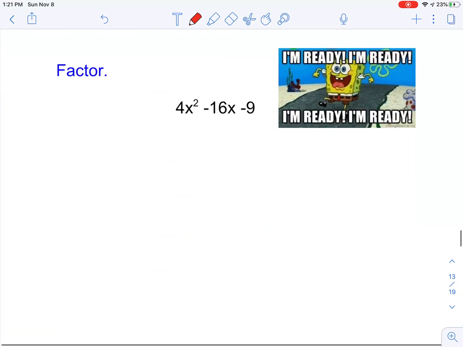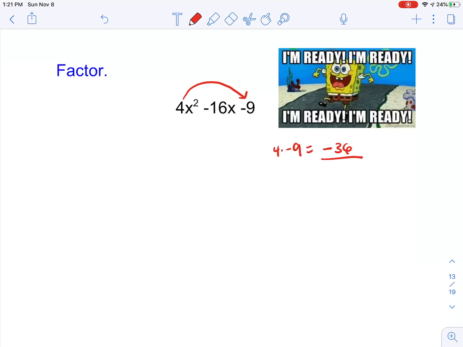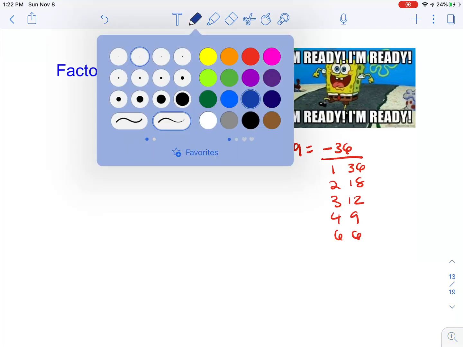So let's try another one. 4x squared minus 16x minus 9. Our first step is to find the master product. So 4 times negative 9 gives me a minus 36, and I bring the minus with me. I then look at the factors of 36: 1 and 36, 2 and 18, 3 and 12, 4 and 9, and 6 and 6. And I find which combination with signs will add up to a negative 16.